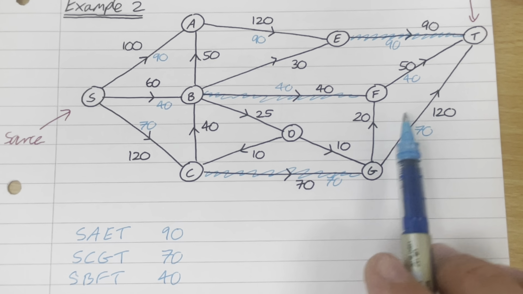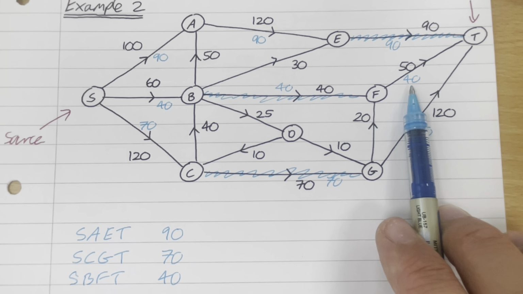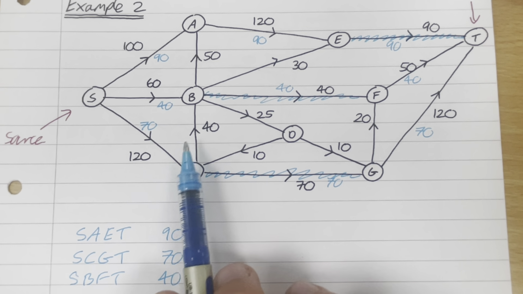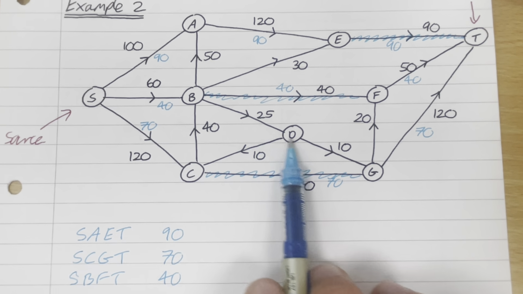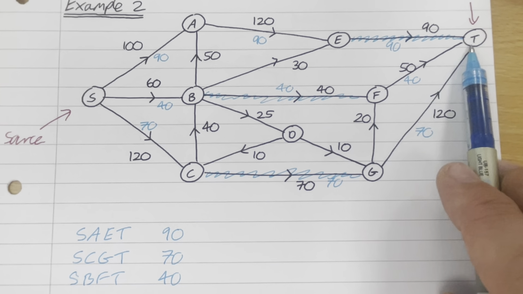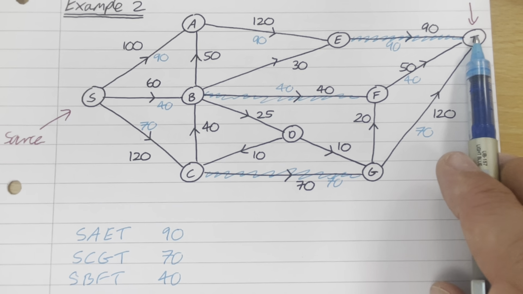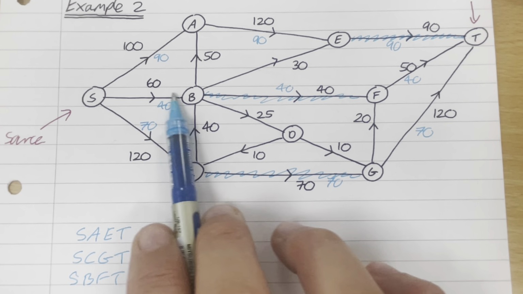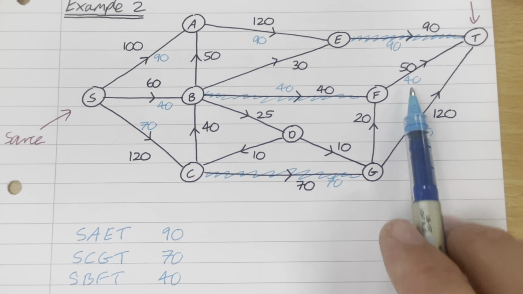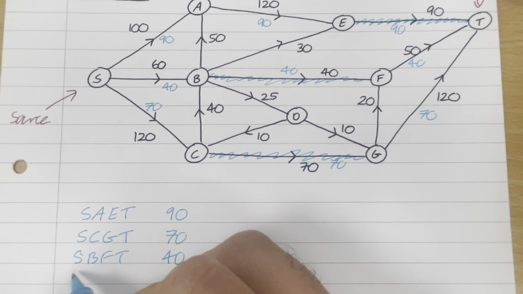Let's try and saturate this one, so I need to get 10 more. So I can come down here, and then up, and then in. So SBDGFT, that would be a route. I can push 10 through that, which will saturate that pipe. So I'm just going to jot that route down.